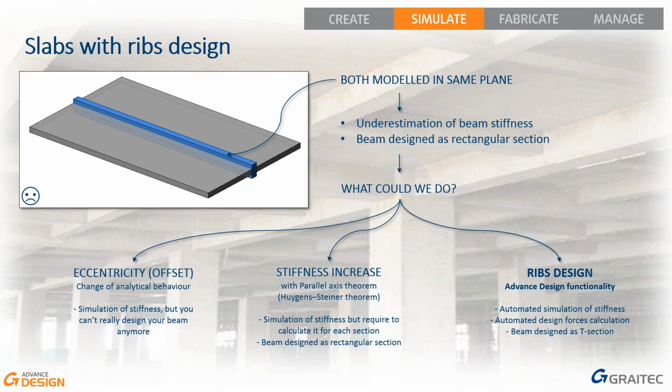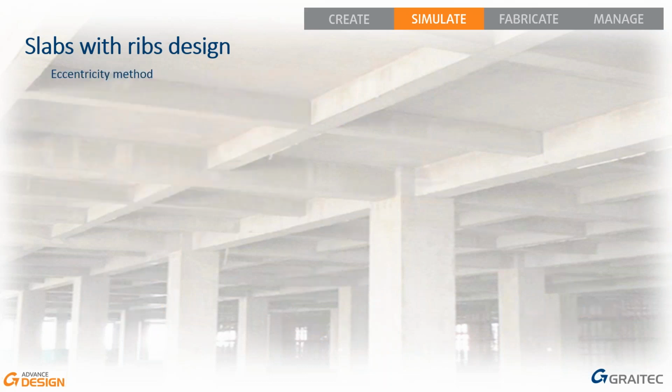Finally, there is this rib design engine, which is a fully automated advanced design functionality, which consists of the offset method. For the FEM analysis, the beam is modeled with offset, but at the design phase, the engine calculates the design efforts. And again, the beam is designed as a T-section, not as a rectangular section anymore.